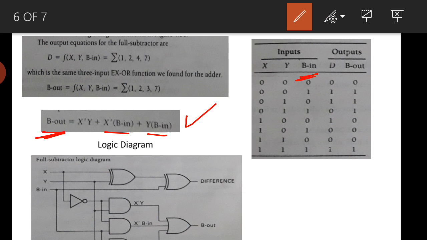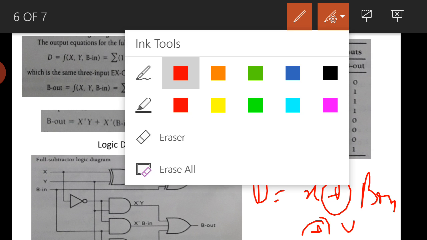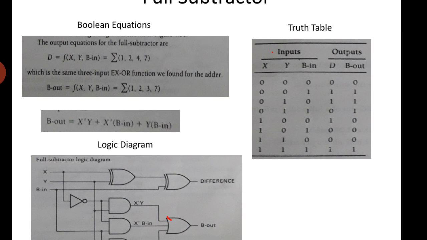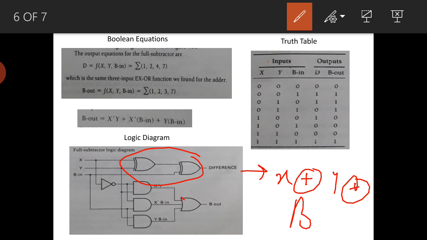For realizing this Boolean function, just like the sum in the full adder, the difference in the full subtractor is also nothing but x XOR y XOR b in. So what we are saying in the circuit is that, similarly like the sum, the difference is also x XOR y XOR b in.